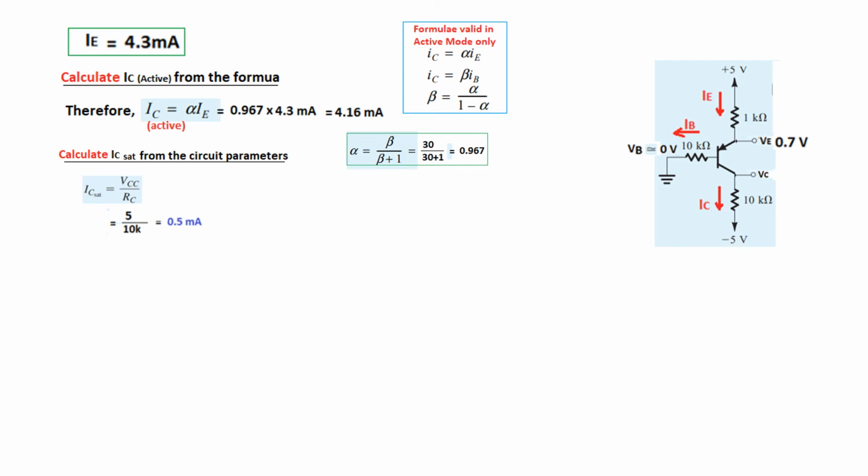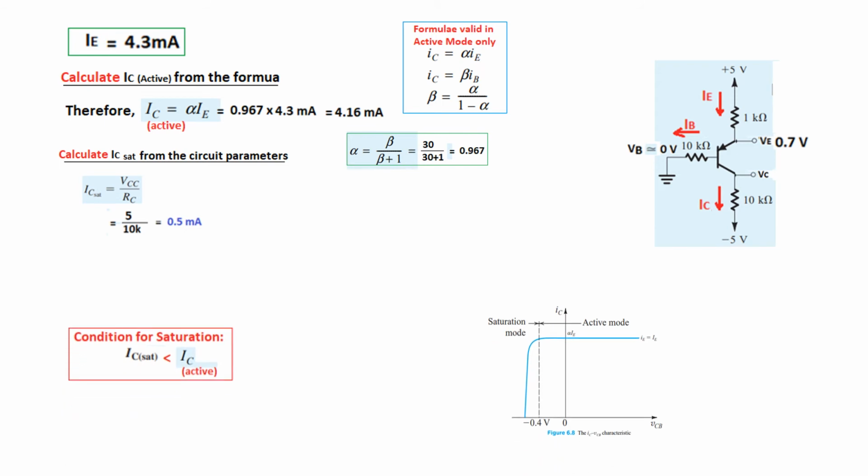And now we are in a position to compare between IC saturation and IC active. For the condition of saturation, IC saturation has to be less than IC active, and this we can also see from here. This is IC active, and IC saturation is going down, that is, a reduced value. So IC saturation has to be less than IC active if we are operating in this region, if the transistor is saturated.